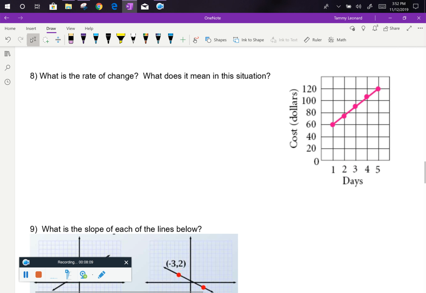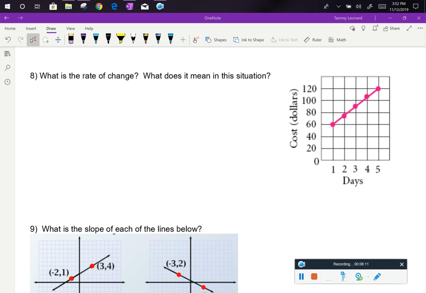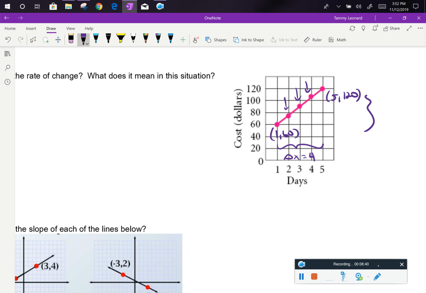Finally, next in number 8, what is the rate of change and what does it mean in this situation? So let's look at this graph. Again, it really helps if we identify a couple of clear points. See these points in the middle, it's sort of hard to tell what their exact coordinates might be. But this one, 160, and this last one, 120, are pretty clear. If we look at the change in x from 1 to 5, so 5 minus 1 is 4, and the change in y, we're going from 60 to 120, so 120 minus 60 is 60.